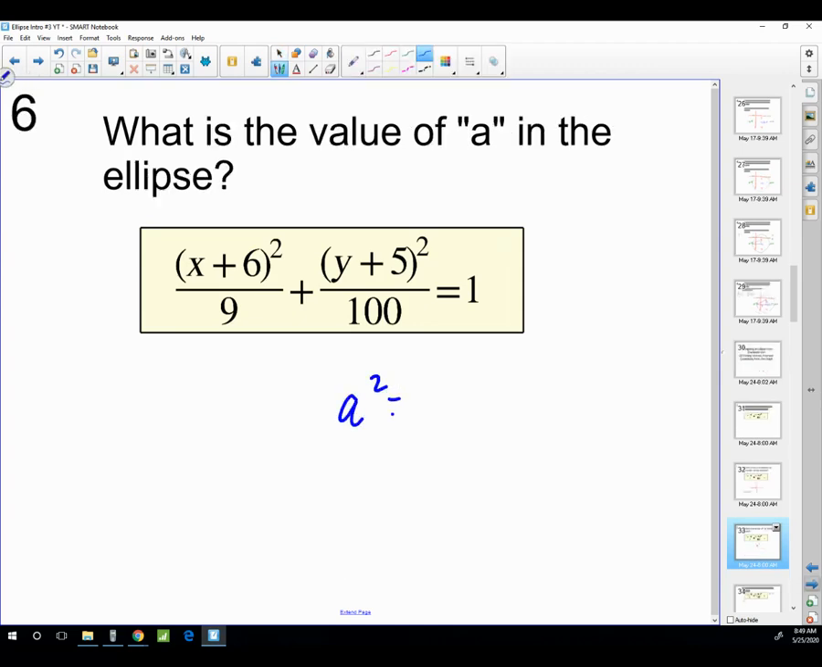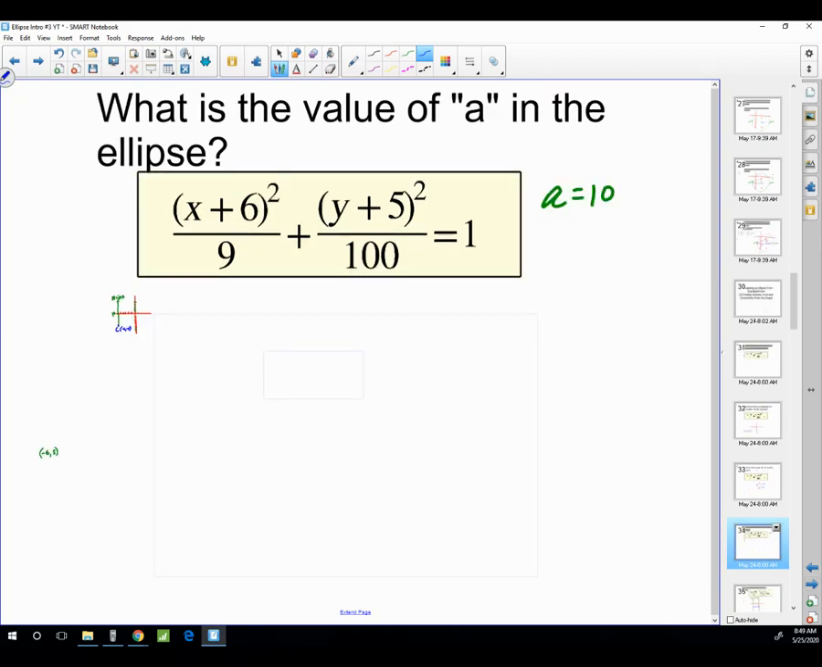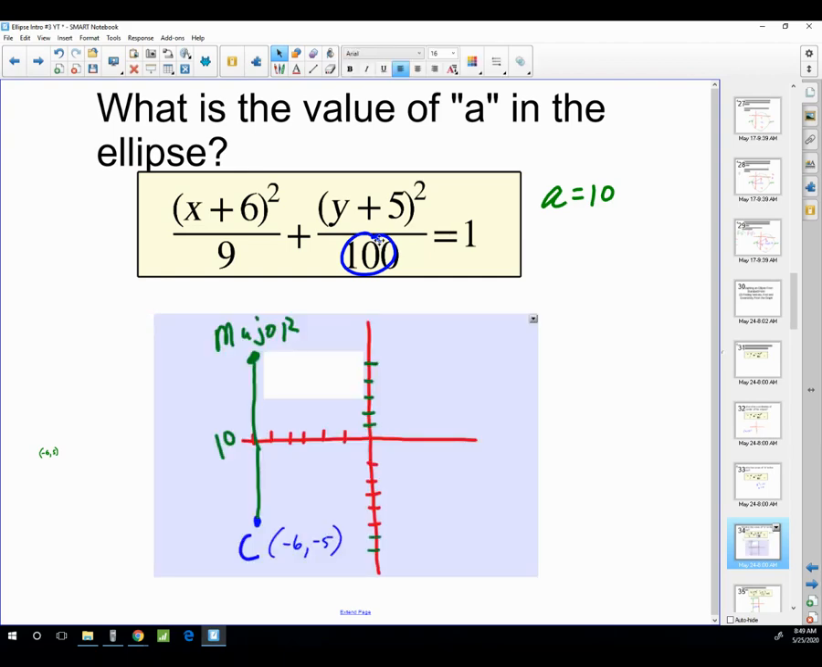If A squared is equal to 100, then you know that A is equal to 10. Well, let's use that. You also know that this is a vertical ellipse because 100 is bigger than 9. So from the center, we're going to go up 10 spaces. And if you do that, you should know that you're at the point -6, +5. And that's a major axis endpoint.